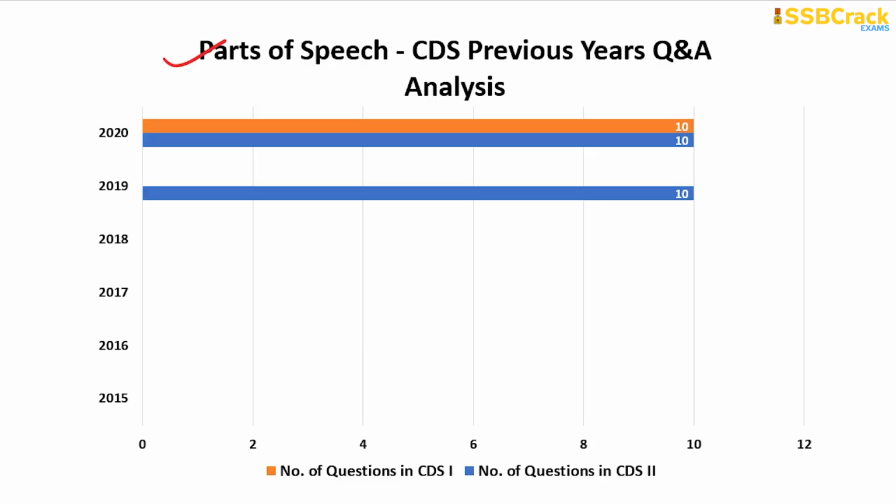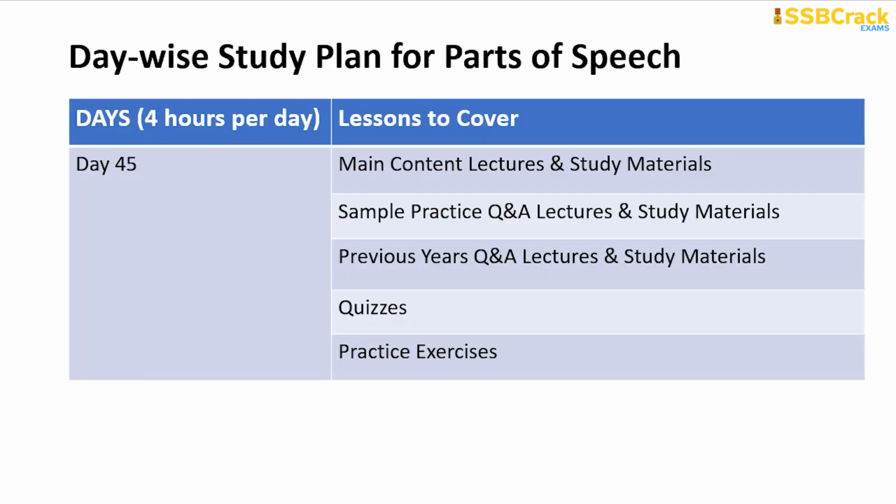Then obviously is parts of speech, and again in the recentest years, that is in CDS 1 and 2 2020, 10 questions have come from the topic, and also in CDS 2 2019, 10 questions have come from parts of speech. So again, there's a high chance of you getting the questions from parts of speech in your upcoming CDS exam, 10 in number on average, obviously.